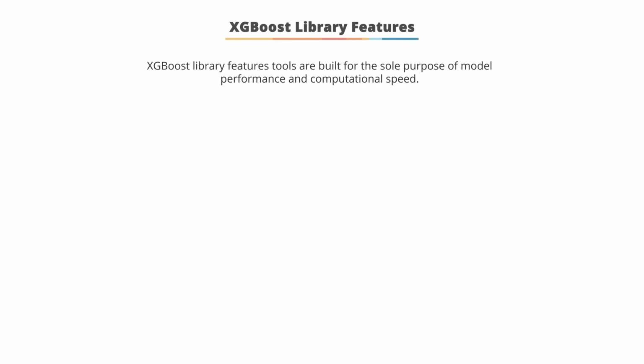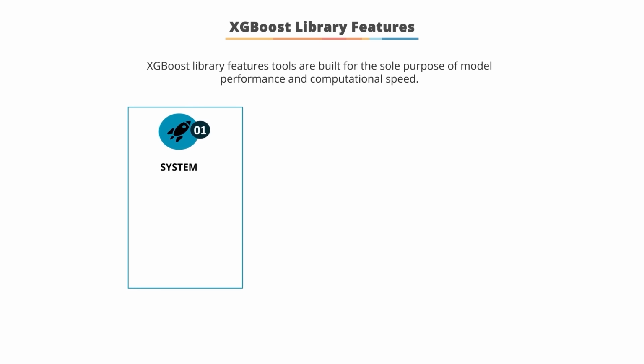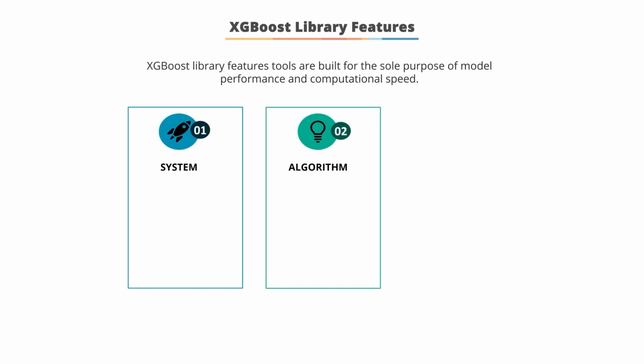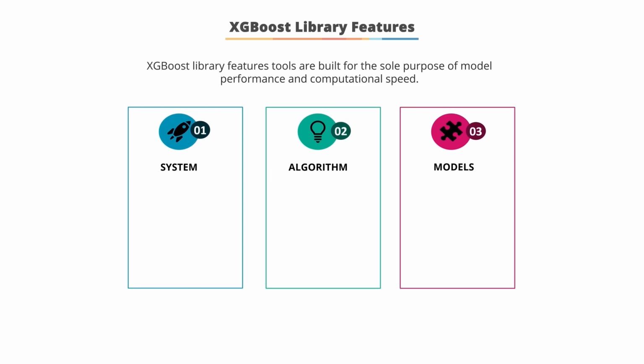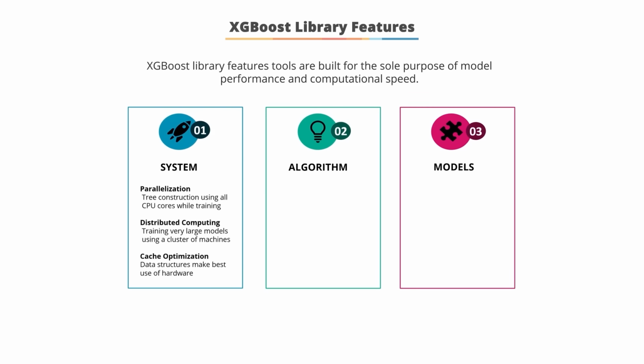Let's understand the XGBoost library features. XGBoost library tools are built for the sole purpose of model performance and computational speed. Let's look at system features, followed by algorithm features. We will finally take a look at the model features of XGBoost. System features are parallelization. Parallelization: it performs tree construction using all CPU cores during training. Distributed computing: it uses a cluster of machines in order to train very large models. Cache optimization: the data structures involved in XGBoost make the best use of hardware.